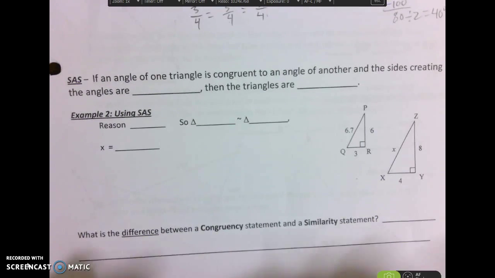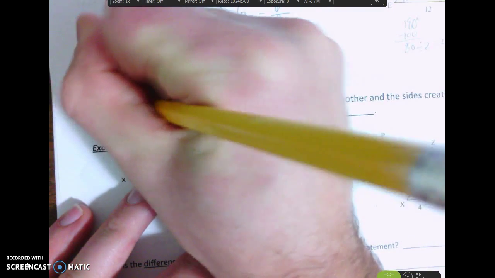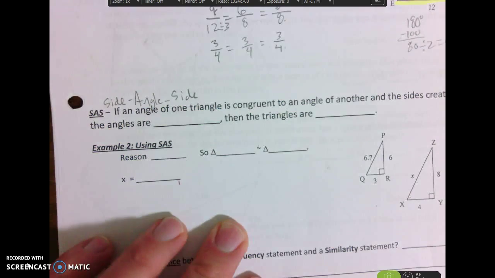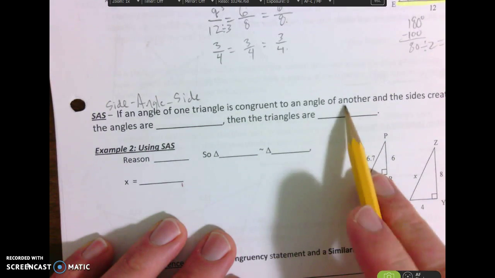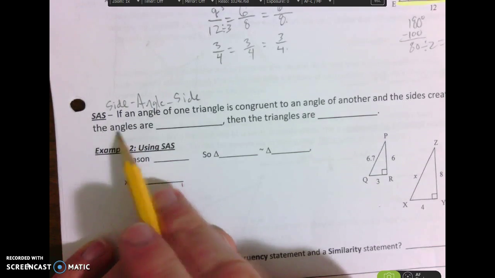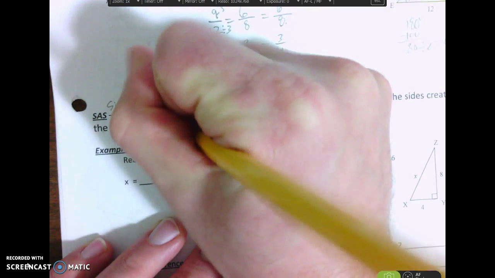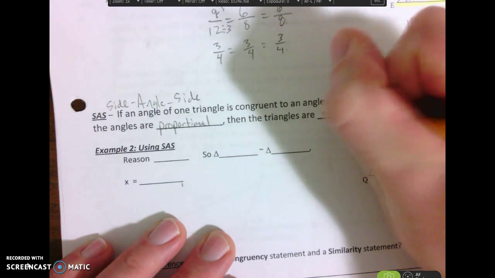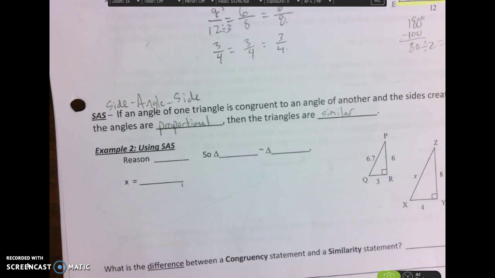So maybe you'll be able to figure out this one. This S stands for side. A stands for angle. And the S stands for side. So we have side, angle, side. So it states if an angle of one triangle is congruent to an angle of another triangle and the sides that create the angle, so create this angle that's the equal, are proportional, then the triangles must be similar. Another shortcut to Grandma's house. Or the store, I think I said earlier.